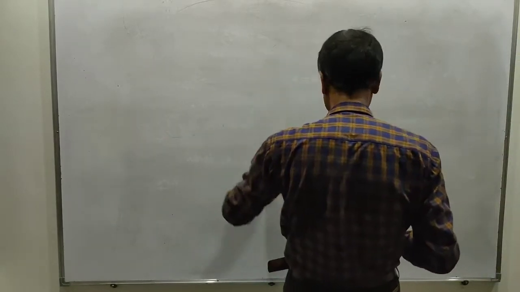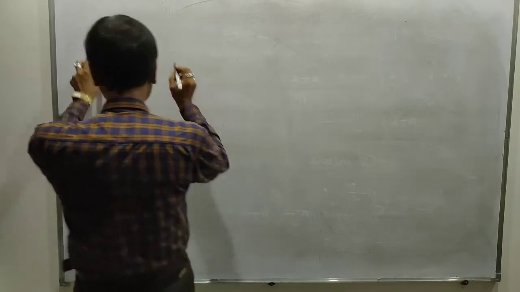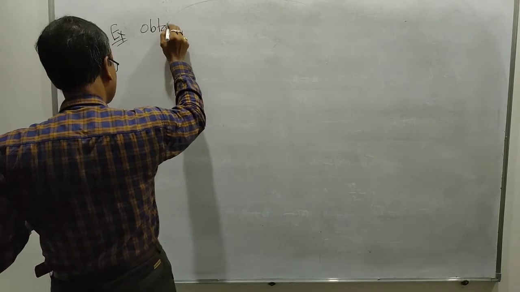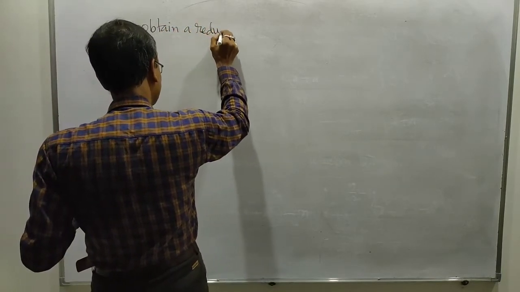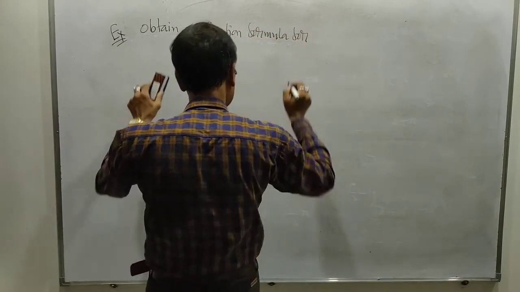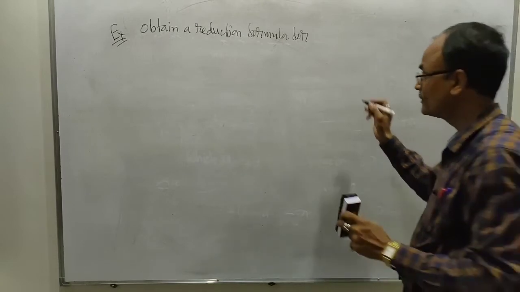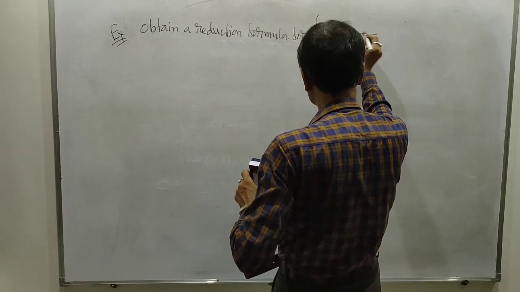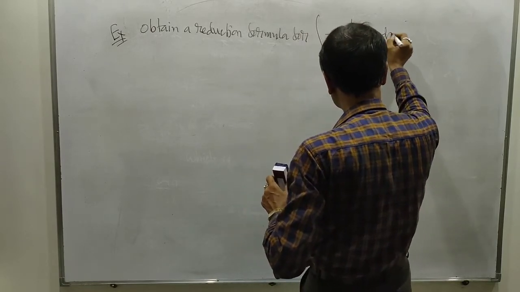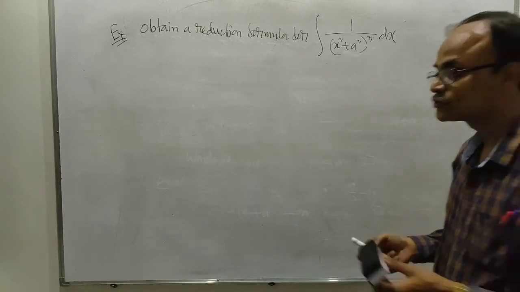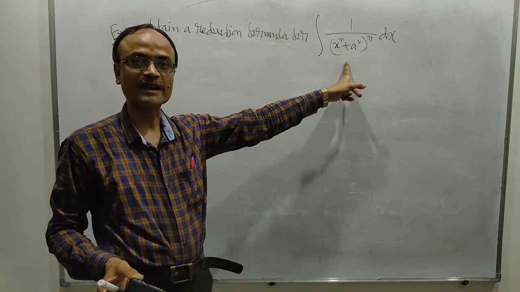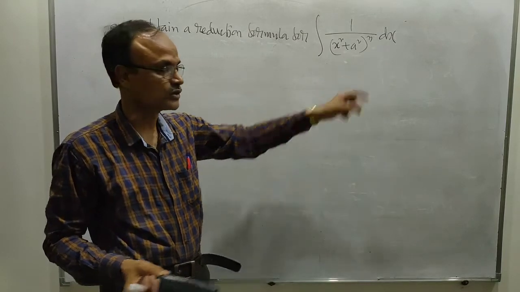Now, the next question is: obtain a reduction formula for integration 1 by (x square plus a square) whole to the power n.